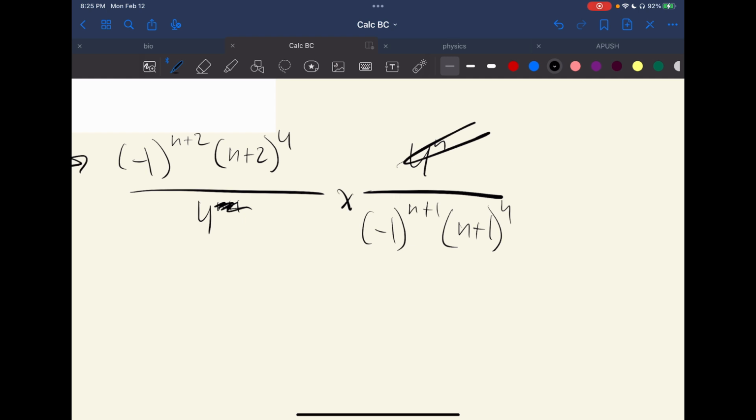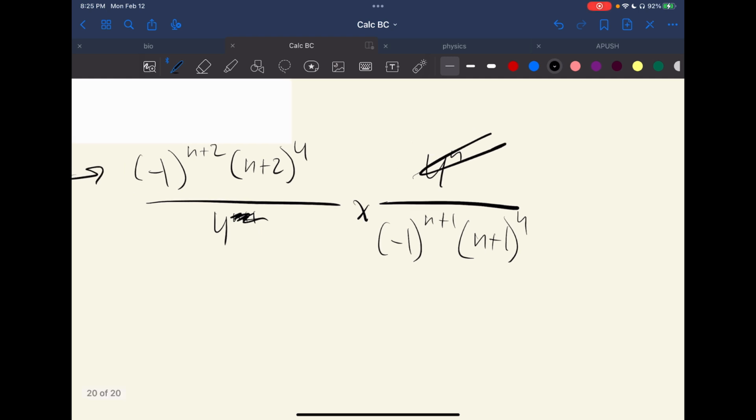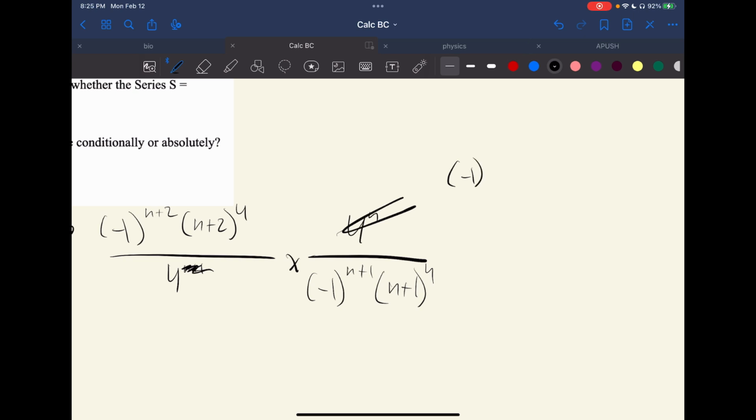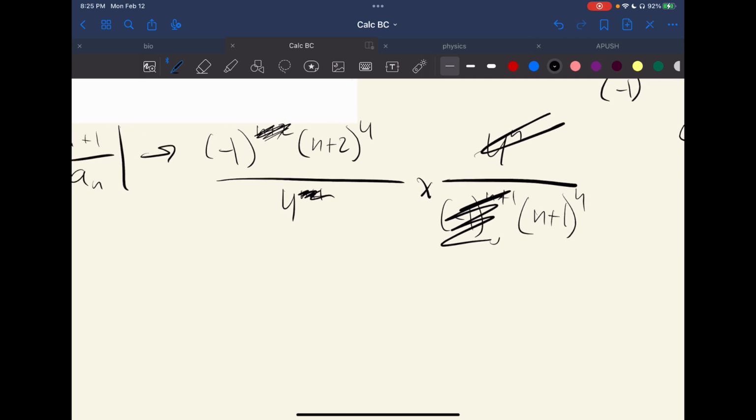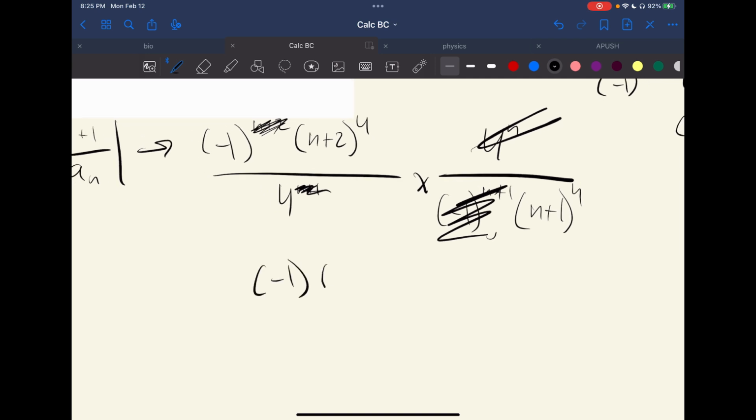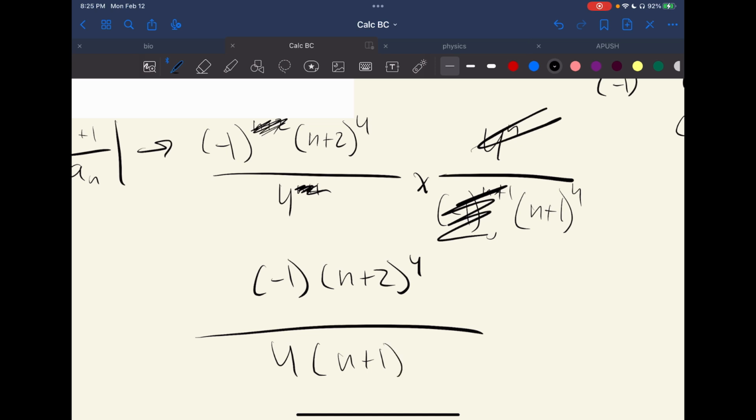And then here you have negative 1 to the n plus 2. Again, if we do negative 1 to the n plus 2 and we move this one up, negative 1 to the negative n minus 1, the n's cancel out again, and then we have negative 1 to the 1. So this is going to cancel out, and then only negative 1 is going to be there. So right now we have negative 1 times (n plus 2) to the 4 all over 4 times (n plus 1) to the 4, okay?